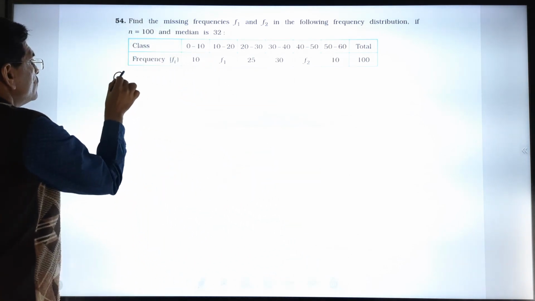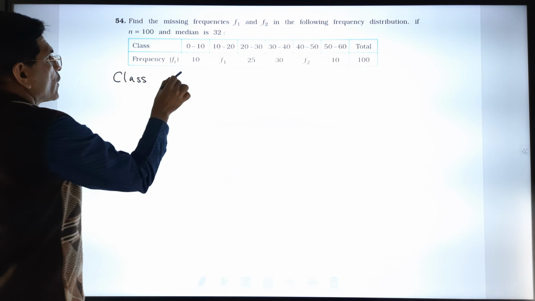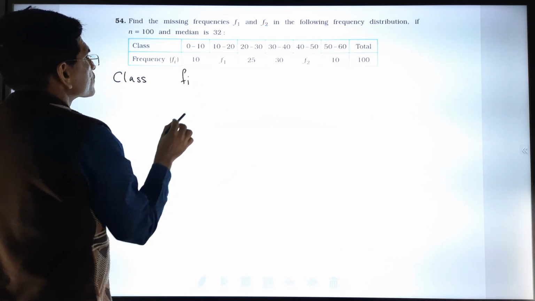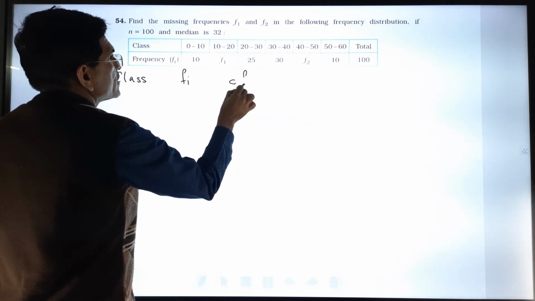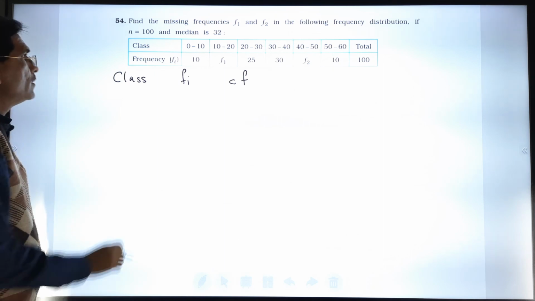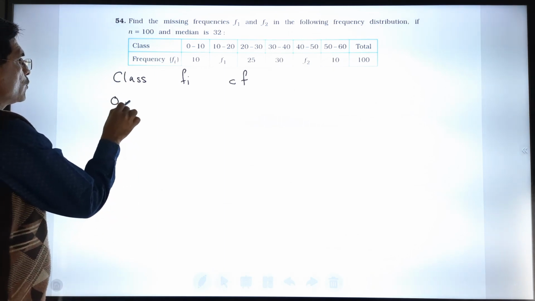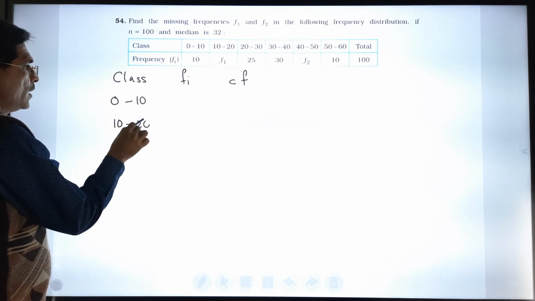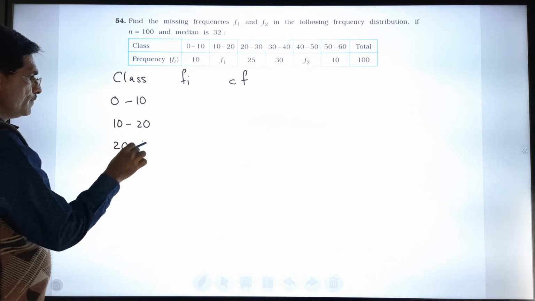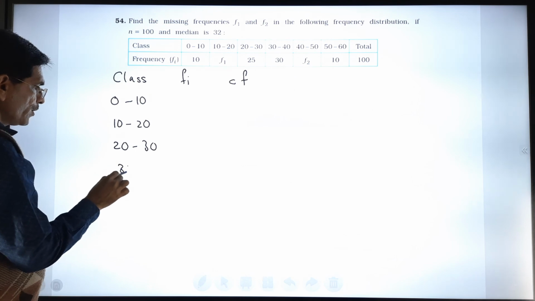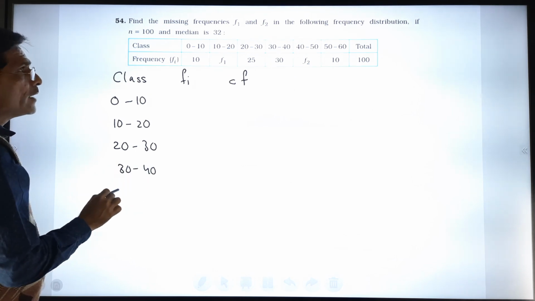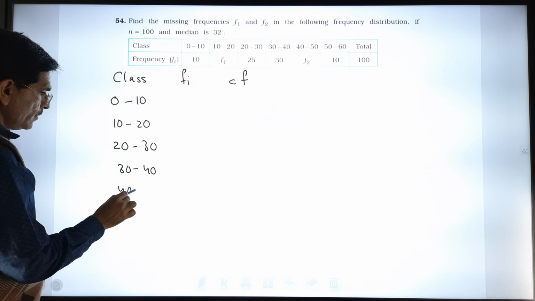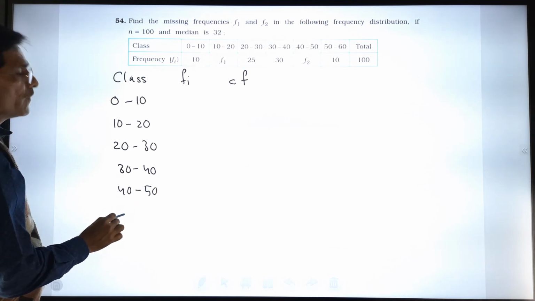Class, frequency, and cumulative frequency we have to find out. So the classes are 0 to 10, 10 to 20, 20 to 30, 30 to 40, 40 to 50, and 50 to 60.